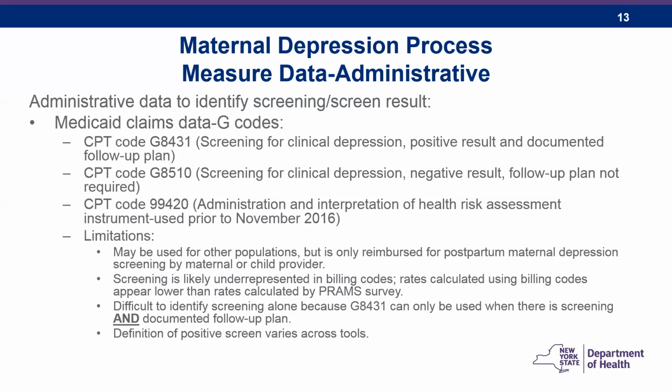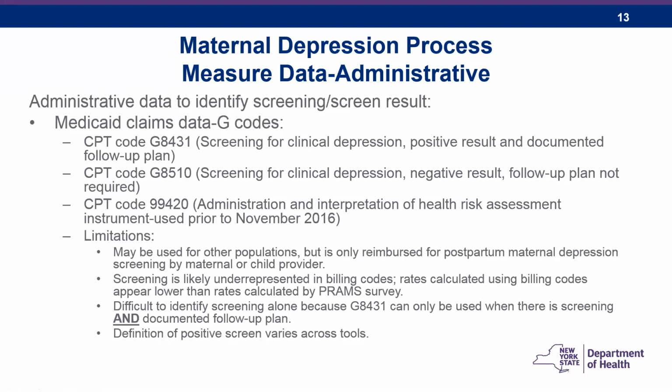These G codes that are CPT codes that are housed in those data include whether the patient was screened, and if so, was there a positive result, and actually gets into treatment as well, because there has to be an identified follow-up plan for the first code, the G48431, and then the other code represents patients who had a screening for clinical depression but had a negative result, and so a follow-up plan wasn't needed.